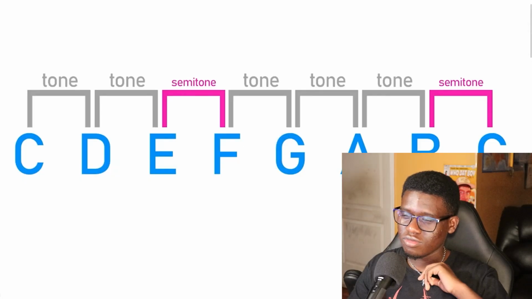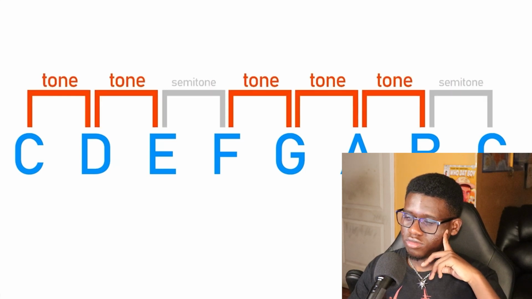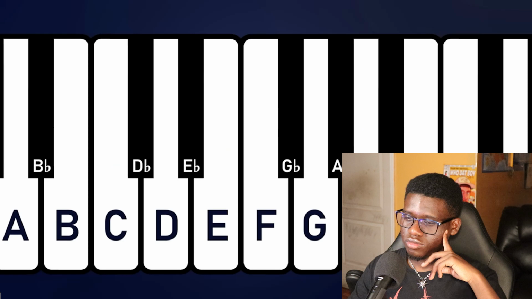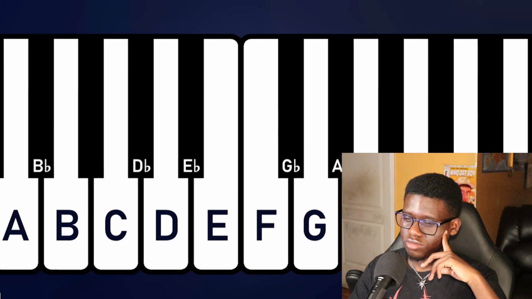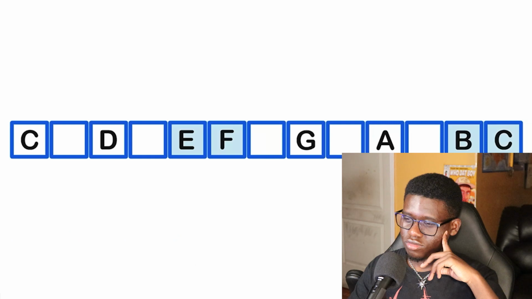Is the smallest interval we use in Western music, and a tone is just 2 semitones. So the short answer for why we don't have a note in this gap or this gap is because there is, so to speak, no note there. There's no room to fit another note in.